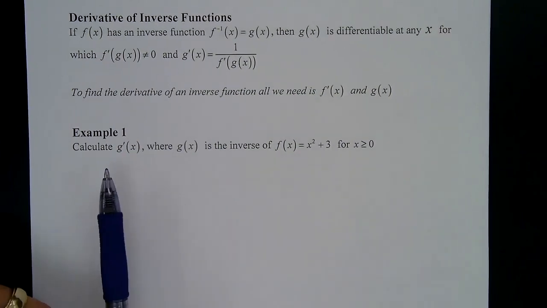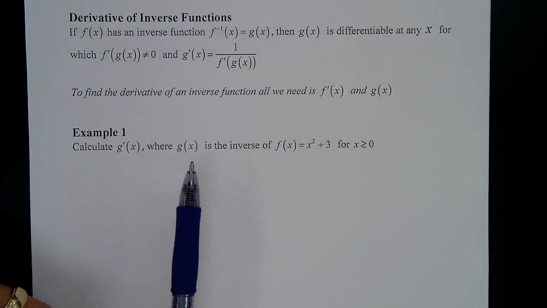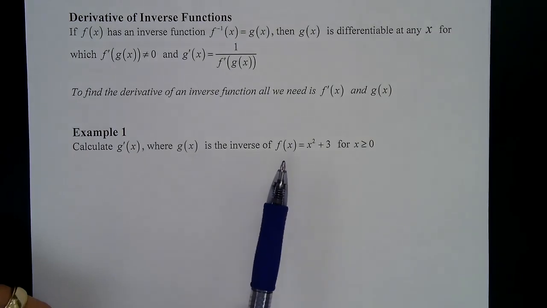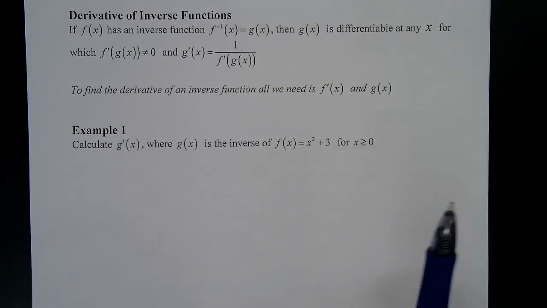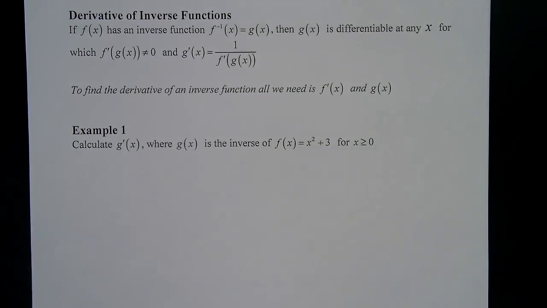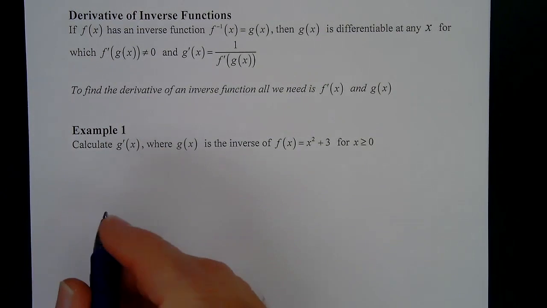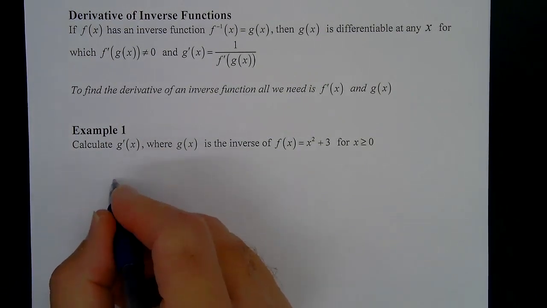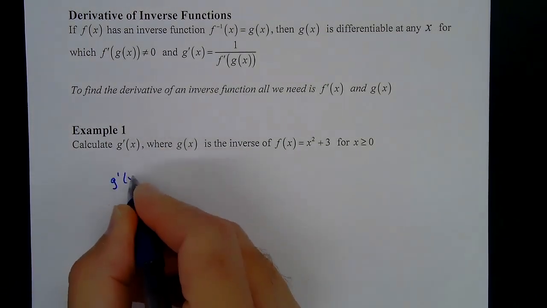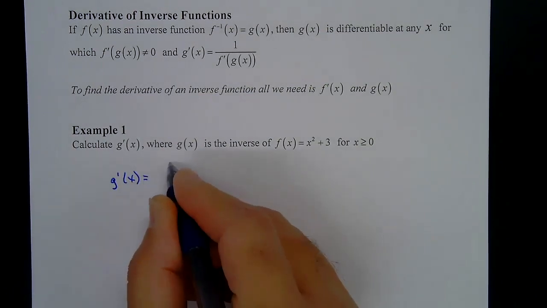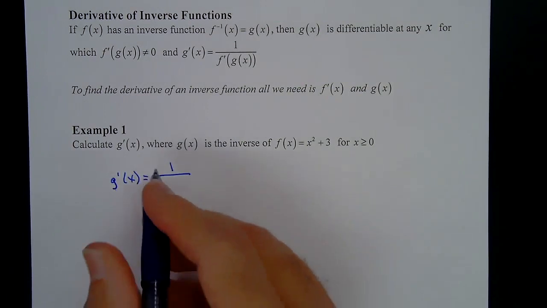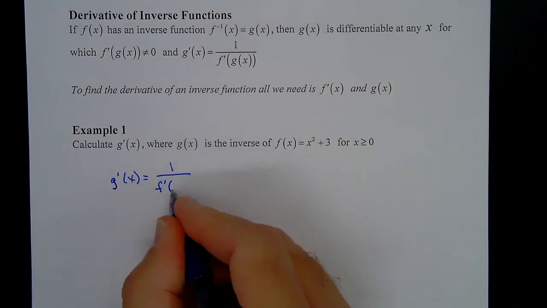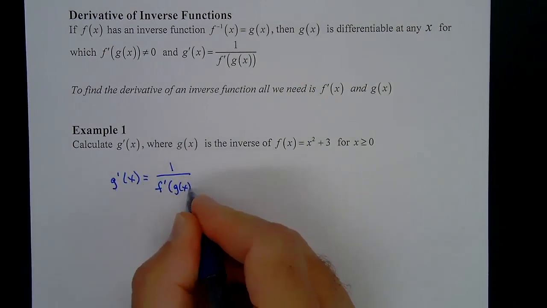Okay, so here we go. Calculate g prime of x, where g of x is the inverse of f of x equals x squared plus 3 for x greater than or equal to 0. So we want to find g prime of x first. So g prime of x, we know is 1 over the derivative of the inverse of g, which would be f prime of g of x.